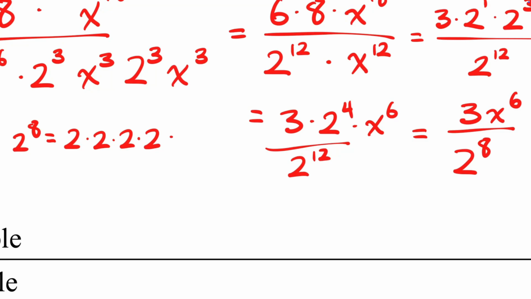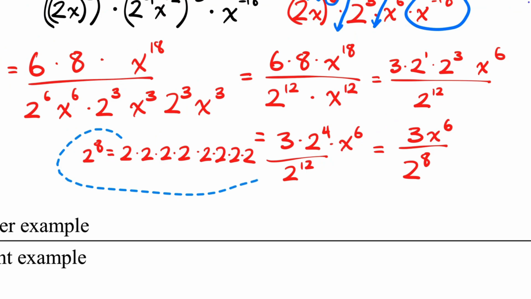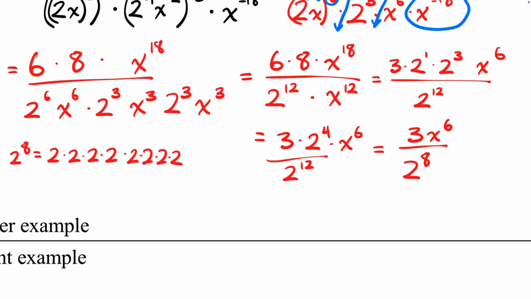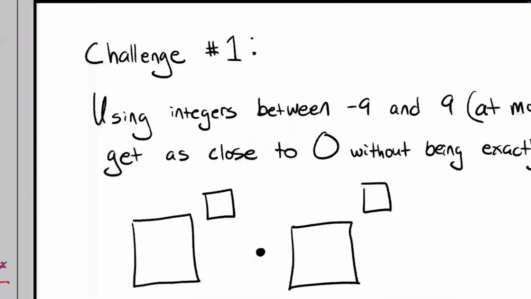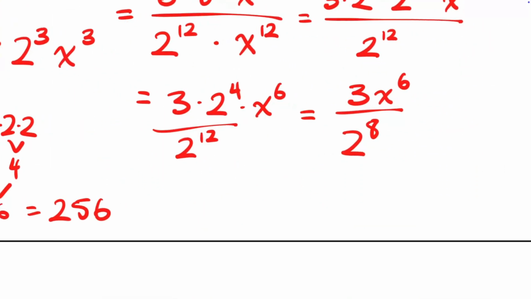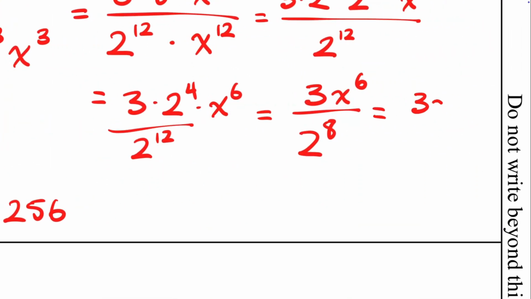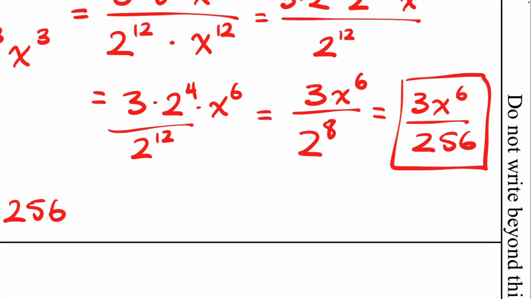Wow, there's a lot of 2's. Multiply: 2 times 2 is 4, and 4, and 4, and 4. 4 times 4 is 16, and 16 squared is 256. 256. Is equal to 3x to the power of 6 all over 256 for our final answer, and box it. What a problem.